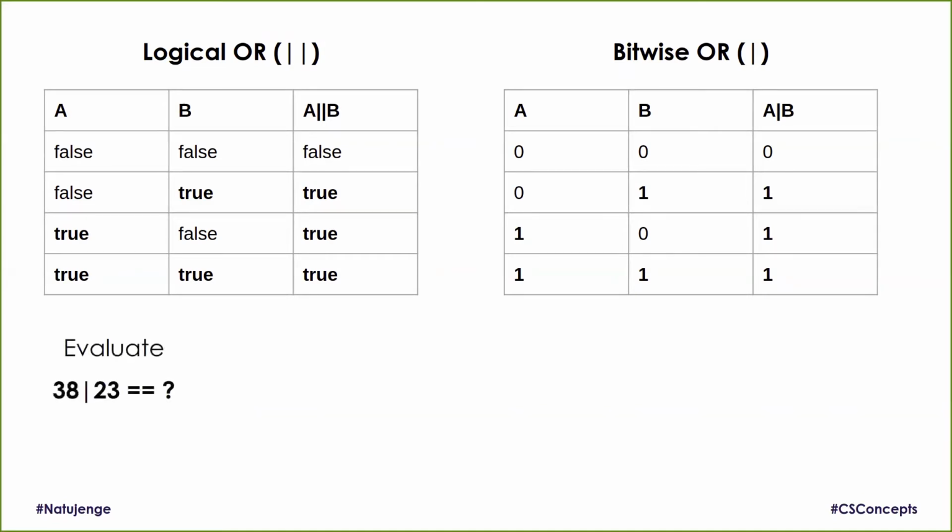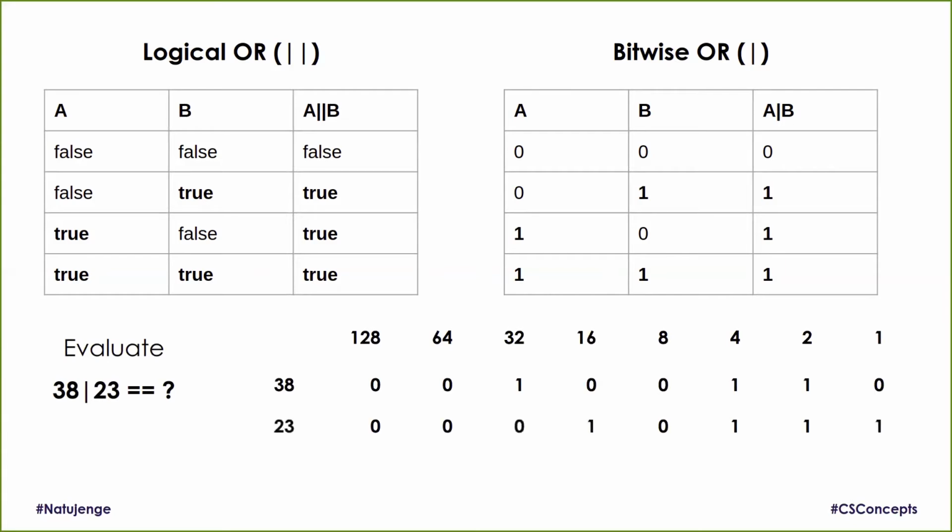And for us to evaluate 38 OR 23, we have to get the 2 numbers in binary, again, just like we did earlier. And here we are going to use the OR side. Anywhere there is a 1, we get a 1. And you can see that 32 becomes a 1, 16, 48 plus 4, 52 plus 2, 54 plus 1, 55. So the answer is 55. And when you do that, you get 55.